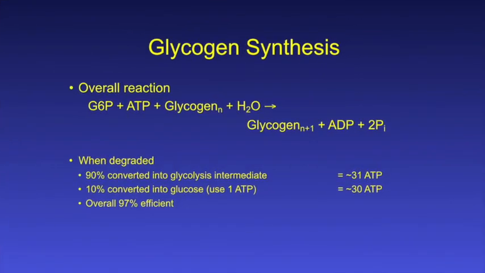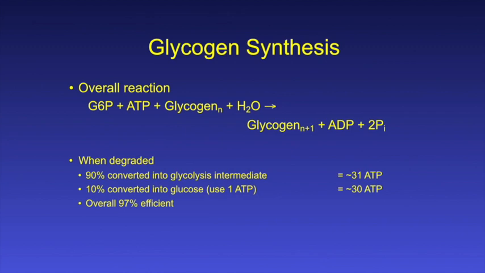Now, what is interesting about this, to put on a glycogen molecule, okay, and to synthesize it, I start off with glucose 6-phosphate, and I use 1 ATP, and I can add it to glycogen. And when most of it is broken off, it comes off as glucose 1-phosphate, which can be converted to glucose 6-phosphate with no more energy.